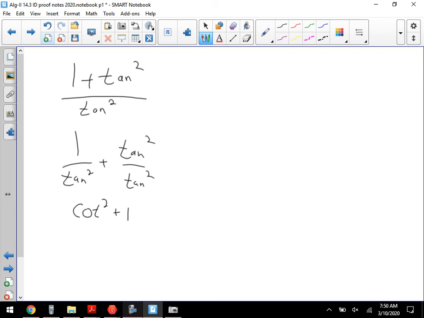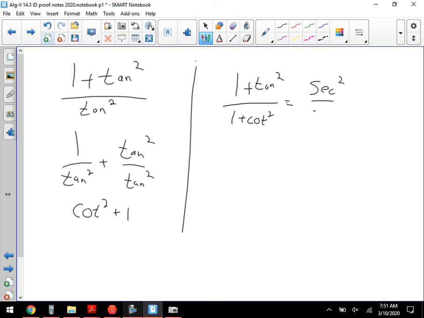The next one you wind up with, you've got the 1 plus tangent squared in the numerator and cotangent squared plus 1 in the denominator. So you wind up with secant squared over cosecant squared. So 1 plus tangent squared over 1 plus cotangent squared, you get secant squared over cosecant squared. Those two guys are reciprocal functions, aren't they?